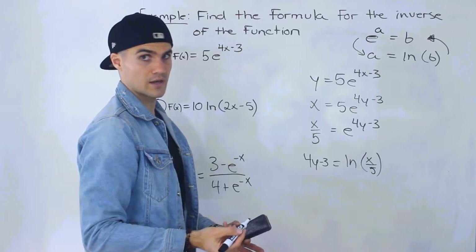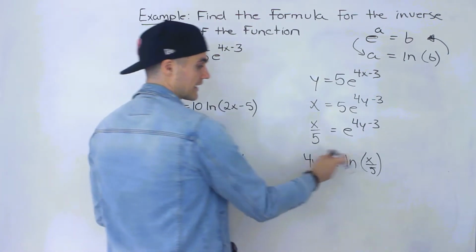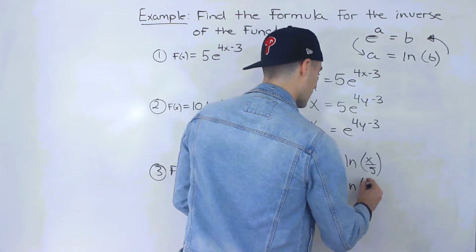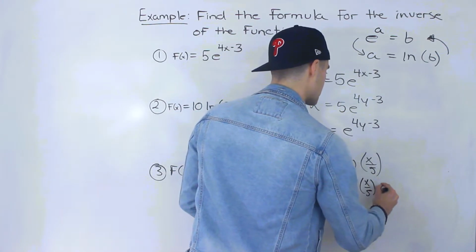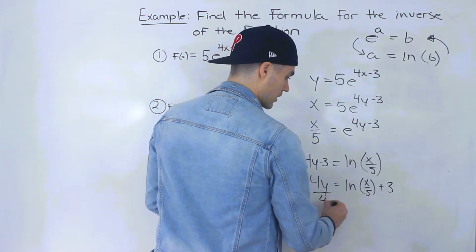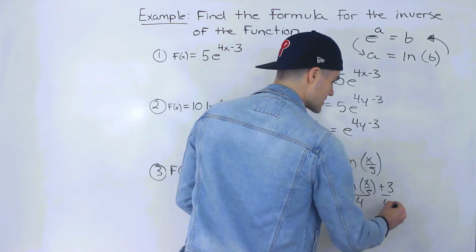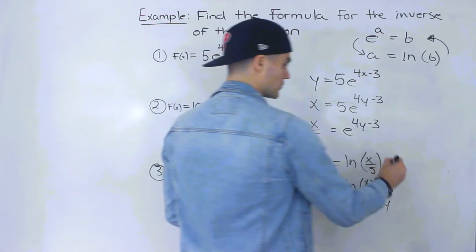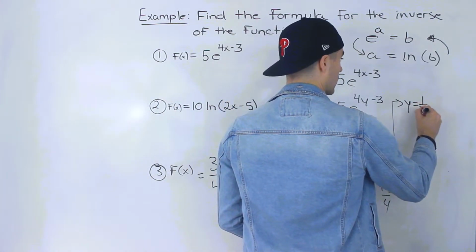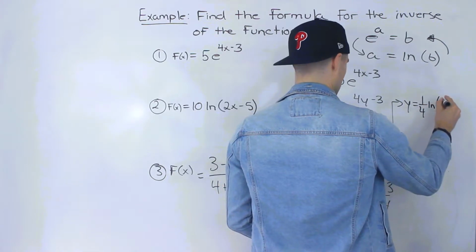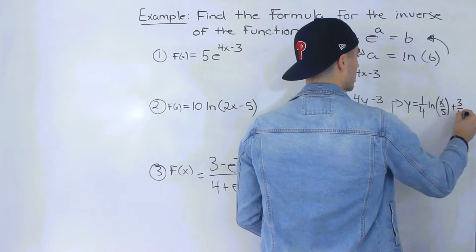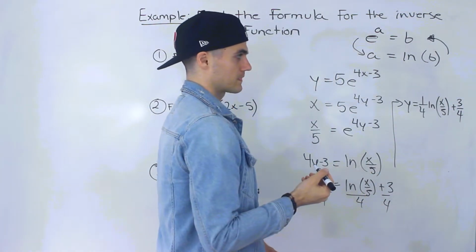And now notice it's a lot easier to isolate for this y. We bring the negative 3 over, so we'll have 4y equals ln of x over 5 plus 3. Divide everything by 4. So we divide this by 4 and this by 4. And so basically y is equal to 1 over 4 ln of x over 5 plus 3 over 4. Like that.